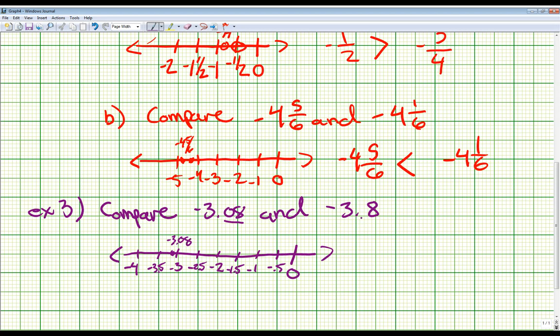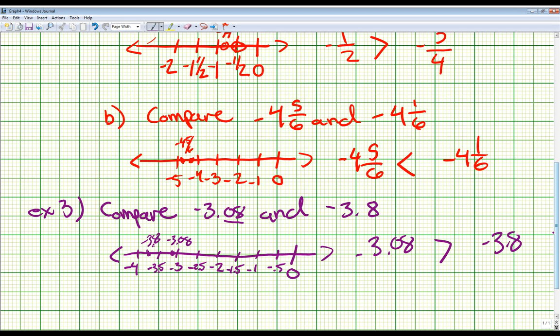-3.08. Now let's figure out where the -3.8 would go. Here's -3, -3.5, -3.8 is going to be a little farther down. So again, remember, when you're dealing with negatives, the one farthest to the left is lower, farthest to the right is greater. So if I'm going to put my symbol in between my two numbers, -3.08 is farther to the right, so it is greater than -3.8.